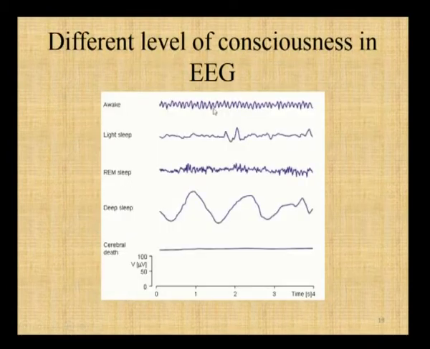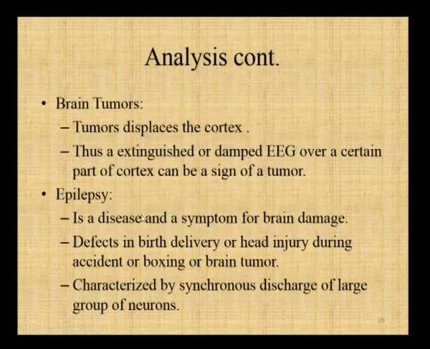Then we have different waveforms produced by the levels of consciousness, and they differ from one another. When the patient is awake, the waveform will be different. When lightly sleepy, the waveform will be different. When starting REM sleep, the waveform will be different. In deep sleep, the waveform will be like this. And in death, the waveform will be a plain horizontal line. So the analysis will be continuous.